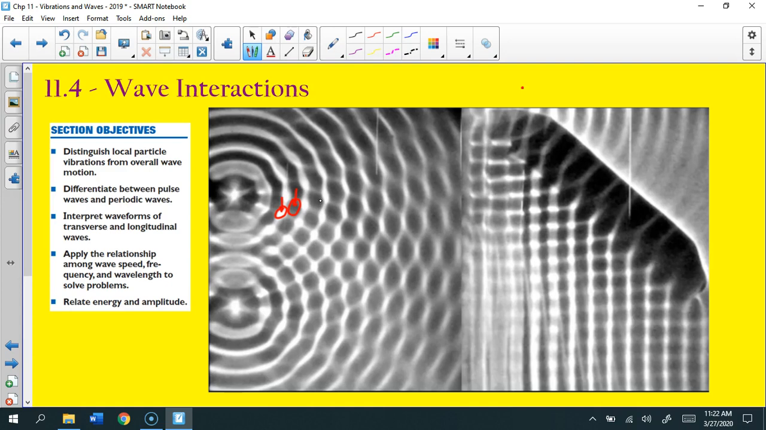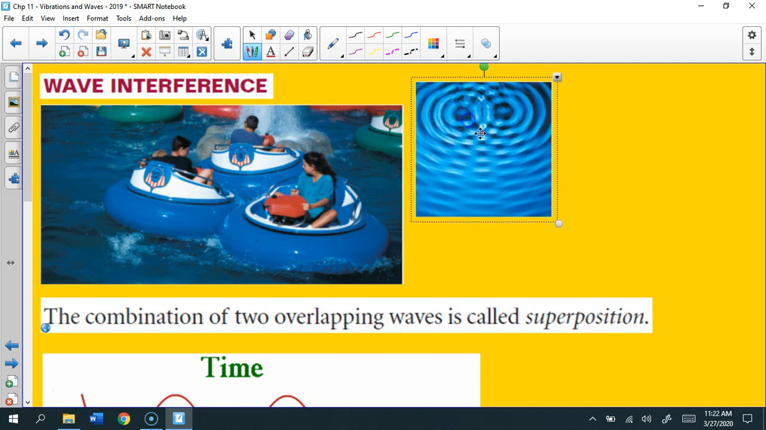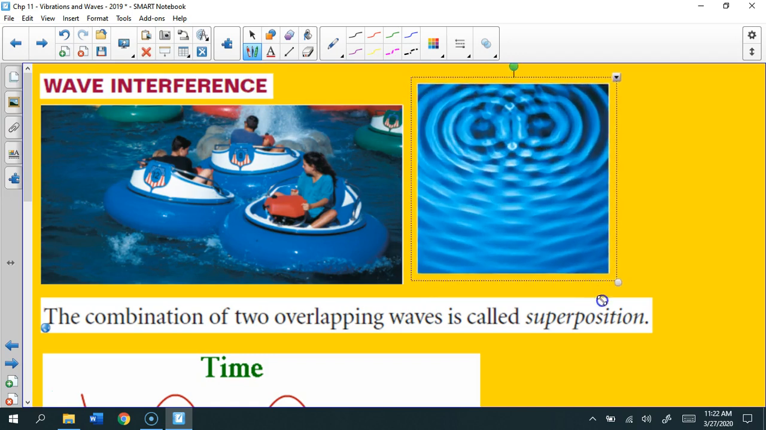So this is a lab that we generally do in college, but I just wanted to show you some of the phenomena that can occur when waves interact. All right, now the first word that you want to jot down is wave interference, and wave interference is essentially the same slide that I just showed to you a moment ago.